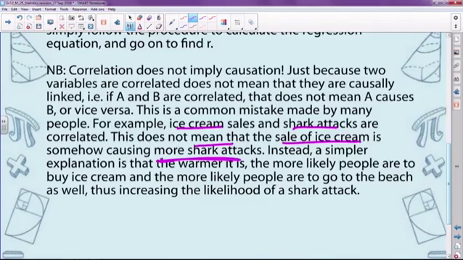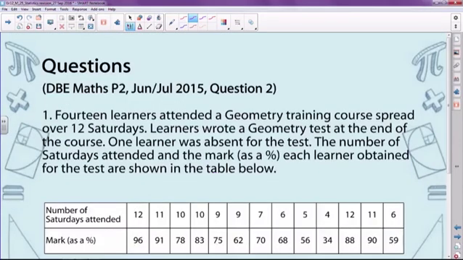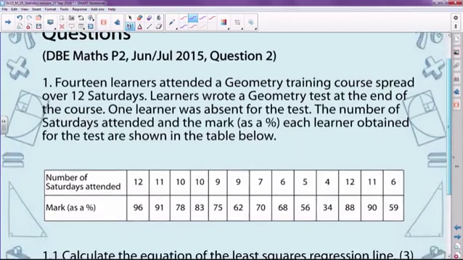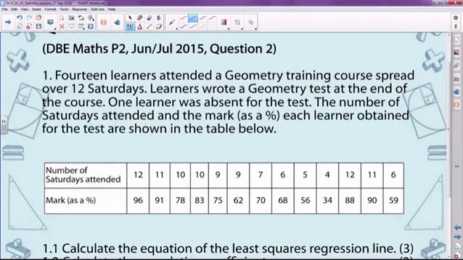No. Instead, a simpler explanation is that the warmer it is, the more likely people are going to buy ice cream and be at the beach, thus increasing the likelihood of a shark attack. So the sale of ice cream does not cause a shark attack. That's where you've got to be very careful on how you interpret your correlation coefficient and the variables that it relates. So I think after that discussion, you should all now remember what regression and correlation is all about. Let's look at the first question, which comes from a past paper.